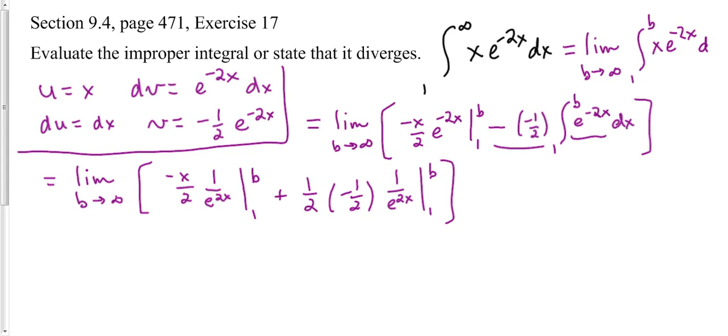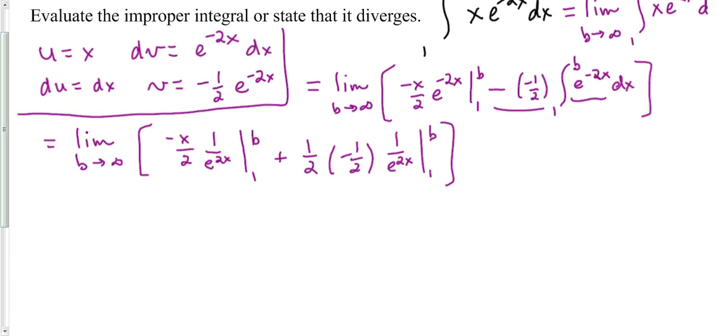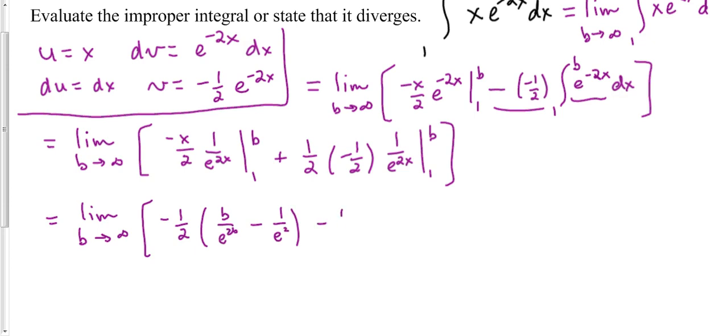Well, now we can just substitute in our limits of integration. So I'm still going to have the limit as b goes to infinity of, I'm going to pull out a negative 1/2 here, and then I'm going to have b over e to the 2b minus 1 over e squared. I'm going to pull out my negative a quarter from the second term, and I'm going to have 1 over e to the 2b minus 1 over e squared.